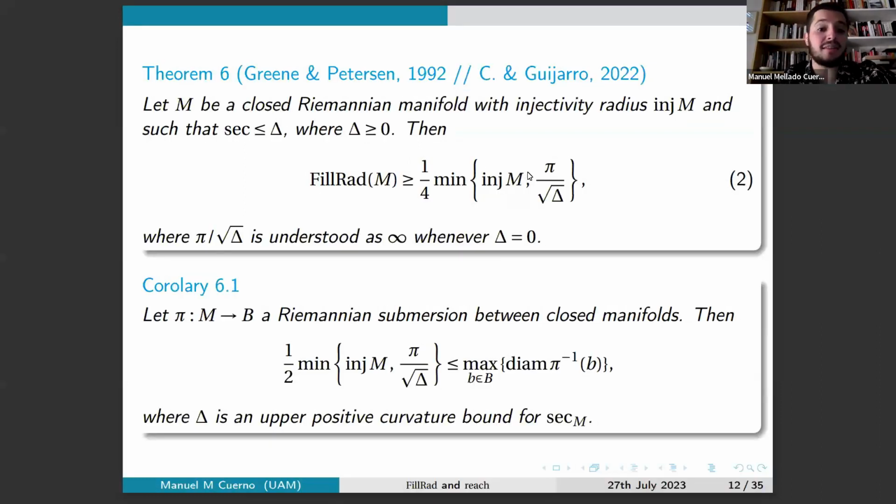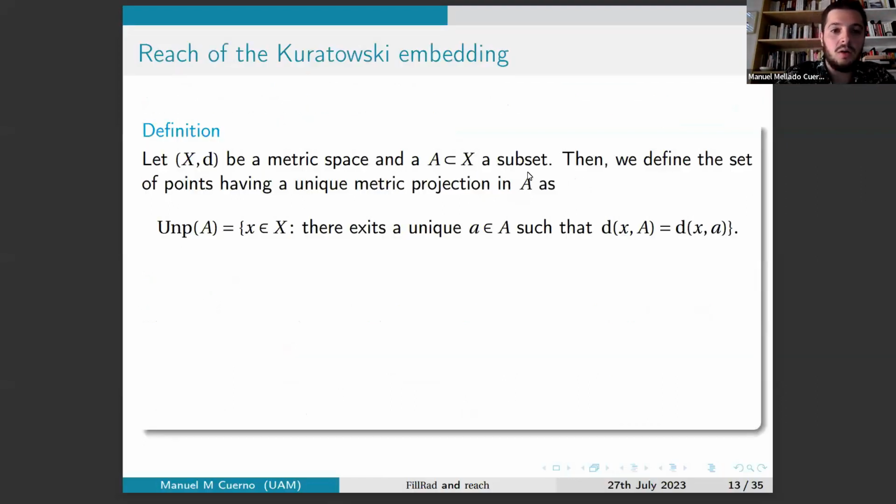Well, a funny fact is that if we combine both inequalities, and pi is a Riemannian submersion between closed manifolds, then we have this interesting inequality. Okay, so at the beginning of the talk, I showed the Kuratowski embedding, and I explained that the Kuratowski embedding is an isometric copy of the manifold into L infinity.